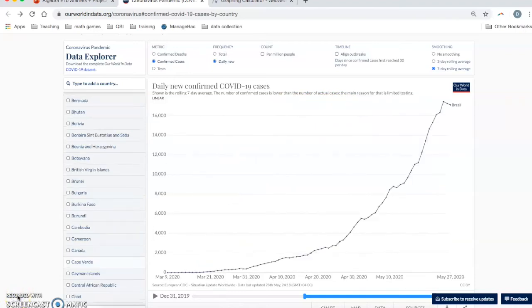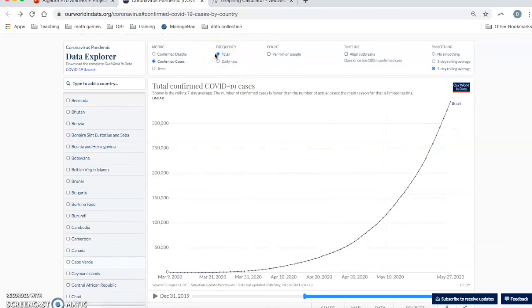Okay, and finally, we are going to look at exponential models. So I've switched to the country of Brazil now. I'm going to change this to total, so we look at the total number of confirmed cases in Brazil. And this is a nice example to use for data purposes because it does really resemble an exponential function.